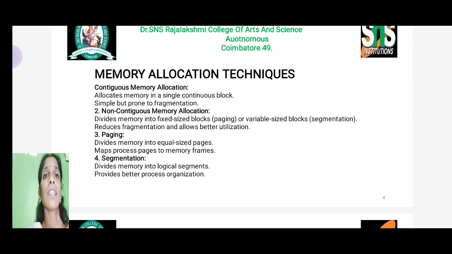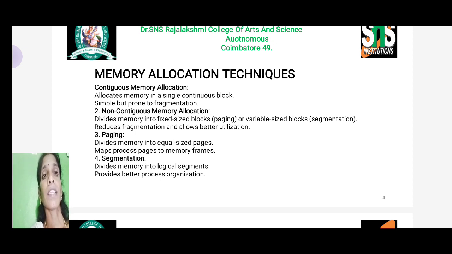Memory allocation techniques. The first one is contiguous memory allocation. It allocates memory in single contiguous blocks, simple but prone to fragmentation. For example, the total memory can be divided into equal number of parts. These parts can be allotted for each process. It is a simple mechanism, but while fragmenting, it becomes very complex.